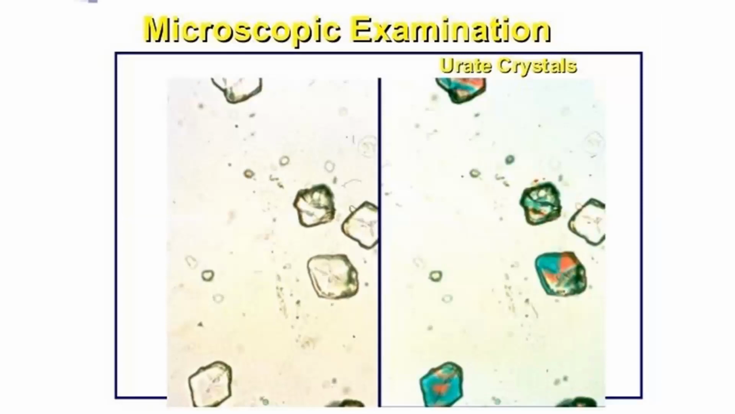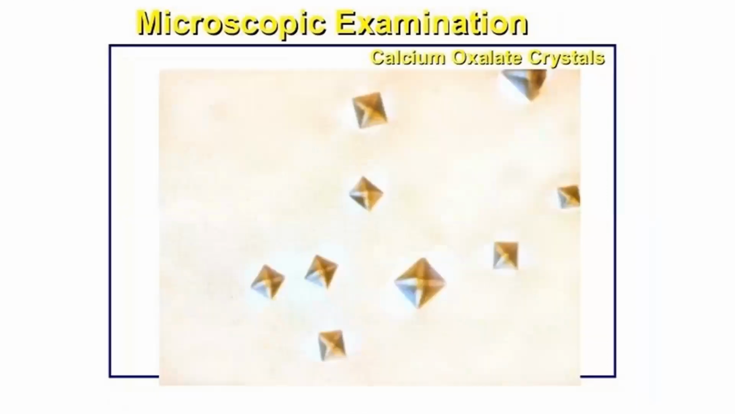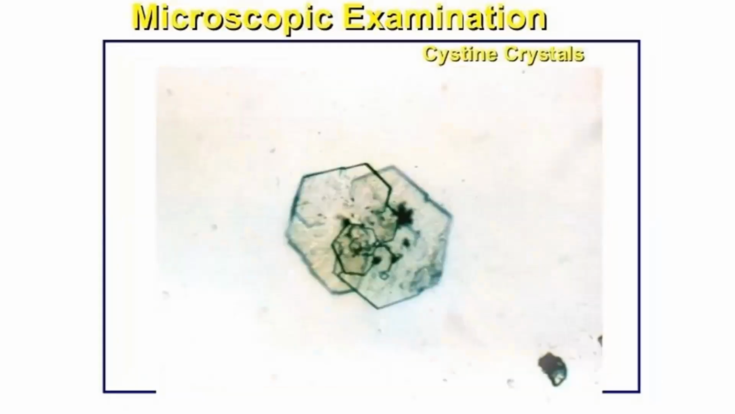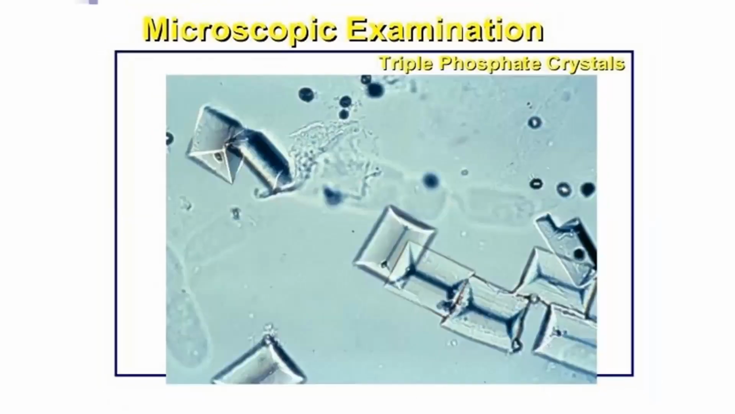These are the urate crystals. Envelope-shaped crystals of calcium oxalate. Cystine crystals, hexagonal. Triple phosphate coffin lid crystals seen in the microscope.